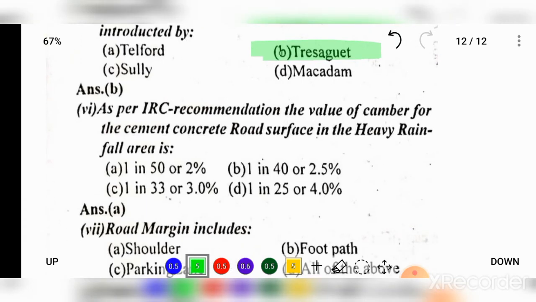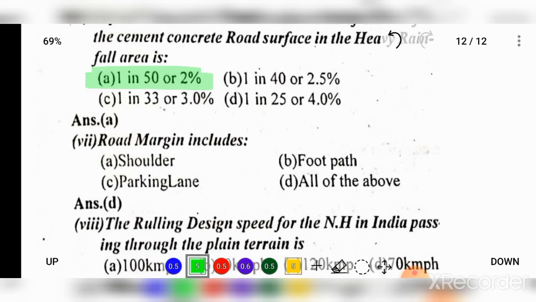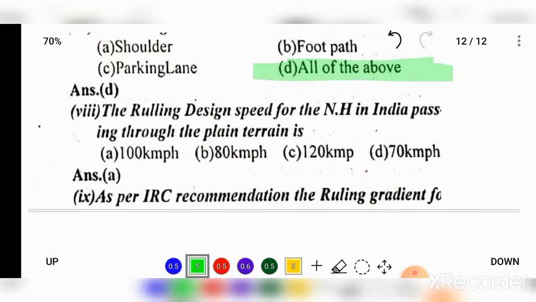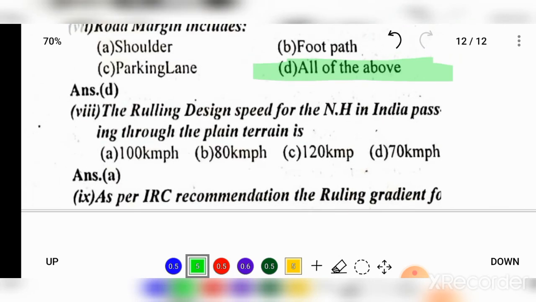As per IRC recommendation, the value of camber for the cement concrete road surface in the heavy rainfall area is 1 in 50 या 2%. आप कह सकते हो इसका. Road margin includes shoulders, footpath, parking. ये तीनों चीज आता है, इसलिए all of the above इसका आंसर हो जाएगा. ठीक है. The ruling design speed of the national highway in India passing through the plain terrain is 100 kilometre per hour. राइट.